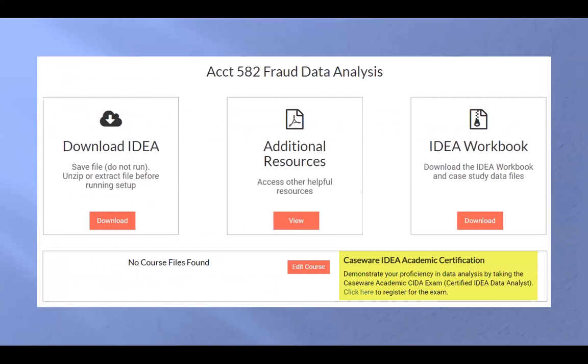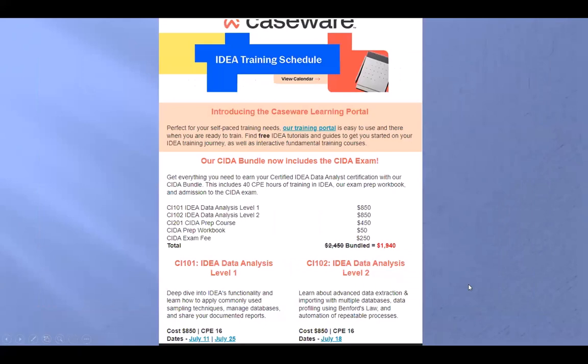So you have the two questions. Here's a little bit more, and then we're just going to quickly look at what we have to do this week. This is what I see, and my IDEA academic portal might be different to yours, but I see this thing cruising at the bottom here. Caseware IDEA Academic Certification. And they talk about the academic CIDA exam. This is what the exam will cost you if you weren't a student, but if you went for the full CIDA. So now you have decided, I really love IDEA and I want to get that CIDA certification.